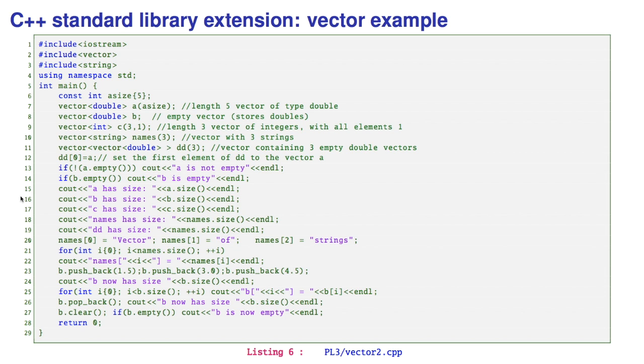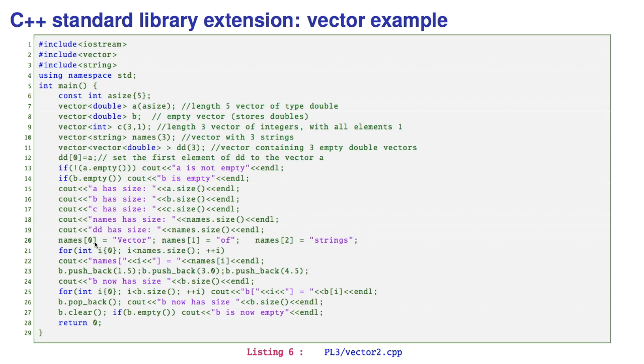Let's look at an example over here. So this example does various things. It declares a vector of size 5. It initializes all the vectors like I showed before. I showed you everything up to here. It then says if not a.empty, so if a is not empty, then it outputs that a is not empty. If b is empty, then you output that b is empty. Then you output the sizes of 3 of these vectors. You also output the size of names and the size of dd.